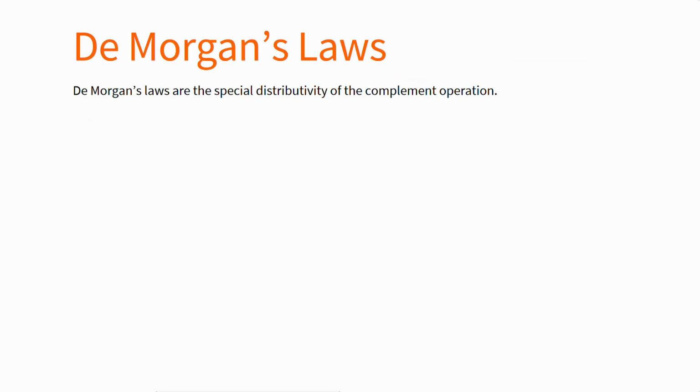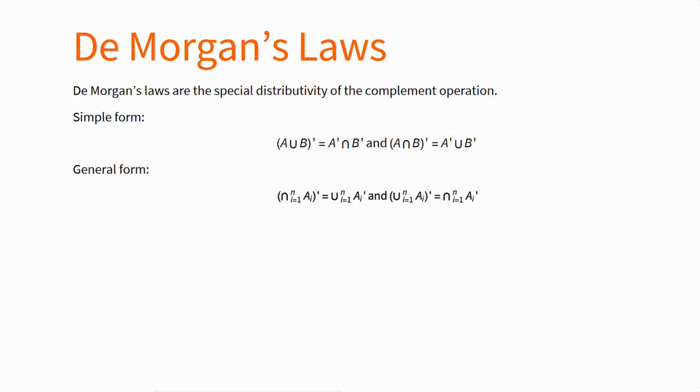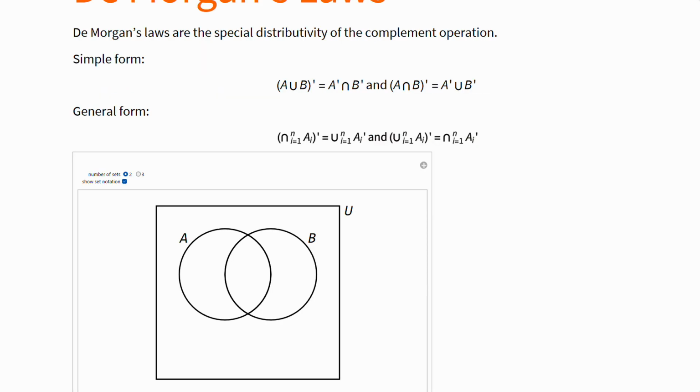De Morgan's laws are like the special distributivity laws of the complement operation. They state that when there's a complement over an intersection or union, the complement can be distributed over each set, and the union becomes an intersection, or the intersection becomes a union. There's also a general form seen here for any number of sets. Let's just prove the first part, since the rest is symmetric.